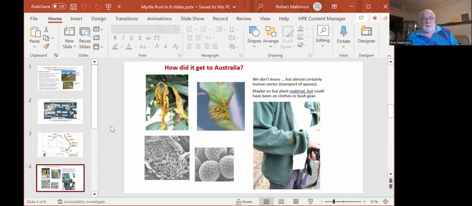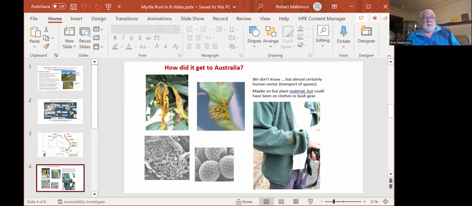This was a street tree of Syzygium jambos, rose apple, in Brisbane some years ago, which you can see the new growth is thoroughly rust infected. It's just got pustules, yellow pustules all over it. And you can see the close-up there. They are shedding thousands and thousands of spores, and you can see the ruptured pustule at bottom left.